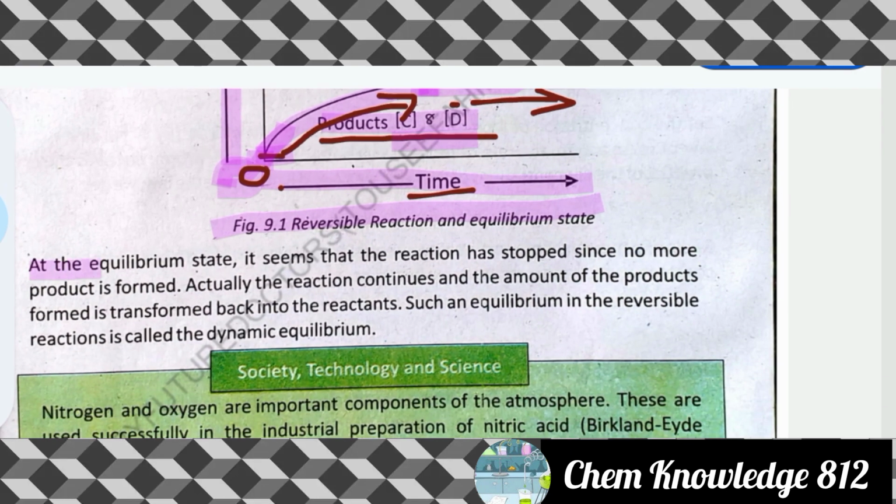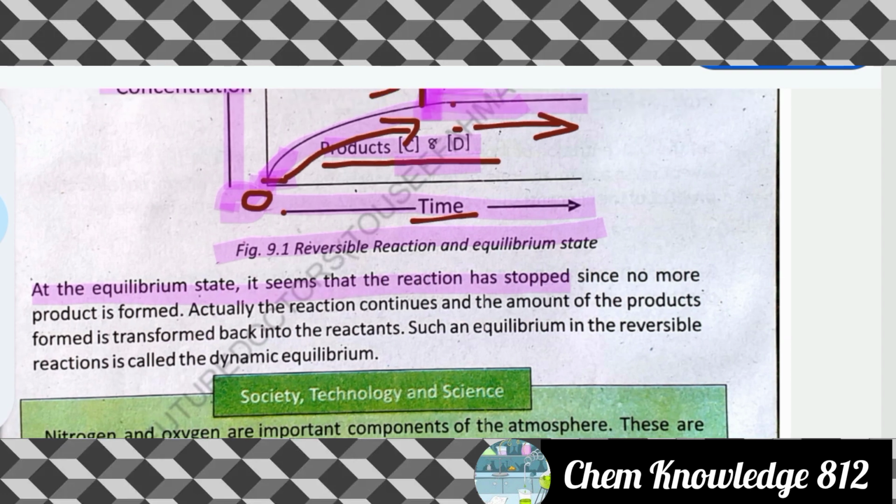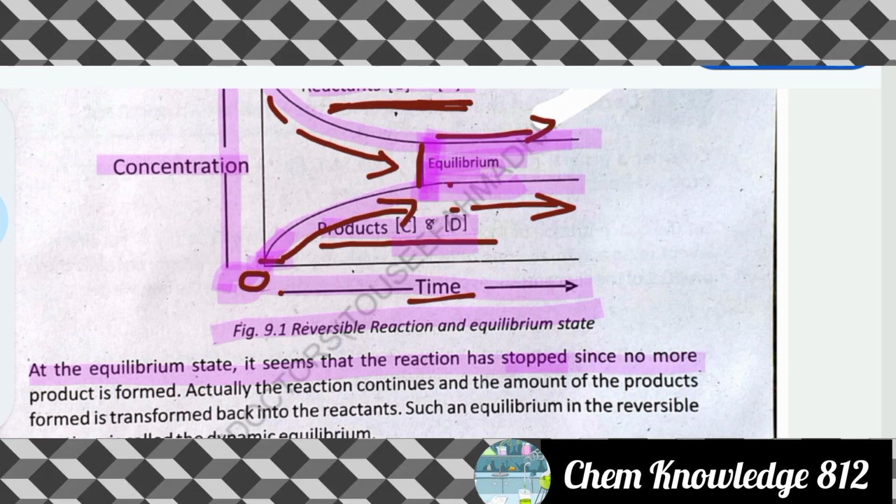Now at the equilibrium state, it seems that the reaction has stopped since no more product is formed. So at this stage you can say the reaction is stopped, but no product is formed. But at the equilibrium stage, actually the reaction continues, and the amount of product formed is transformed back into reactant.